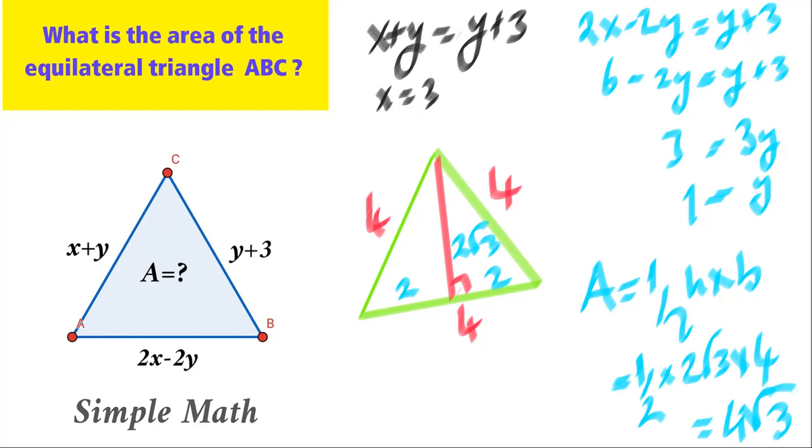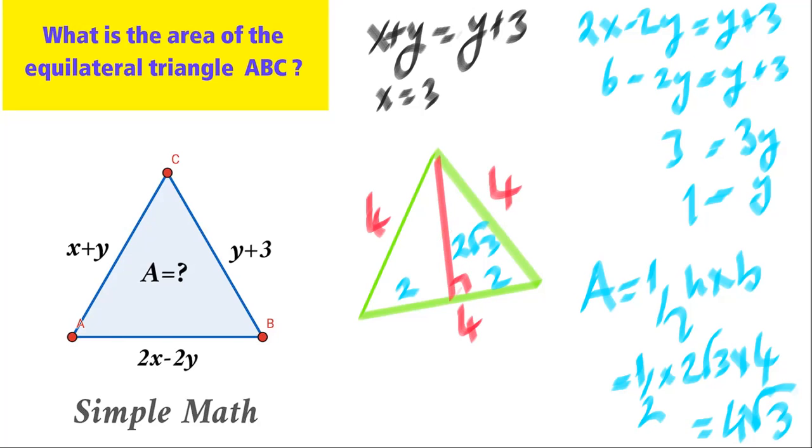To find its area, we can draw a height. The height divides the base into 2 equal parts. It means these are 2 and 2, and this is 30 degrees. So you can use the Pythagorean theorem to find this, or if you know the relation between 30, 60, 90 degree triangles, this is root 3 times this one. So this is opposite 60 and this is opposite 30. So this is 2 root 3.